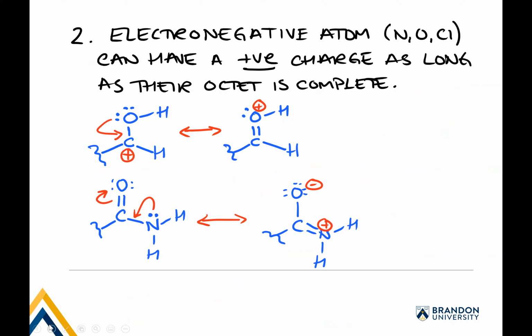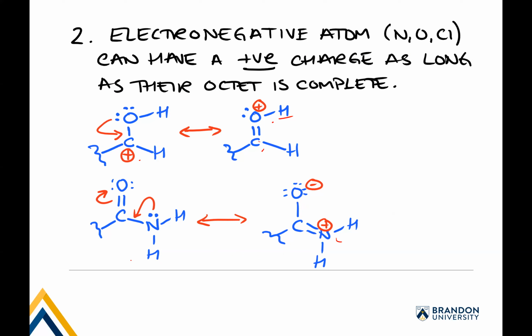So here's a couple of examples of oxygen with a positive charge, nitrogen with a positive charge. And in each case, the octet of that heteroatom is complete. So the first example: oxygen's beside a positive charge, so let's move those electrons down to here. Both of these are legitimate resonance structures. Overall charge is plus and plus. Oxygen does have a positive charge, but its octet is complete. Same sort of thing with nitrogen down on the bottom. Nitrogen's got a positive charge, but its octet is complete.